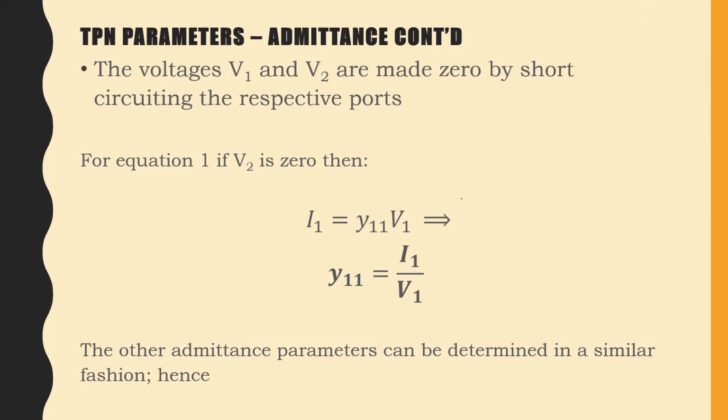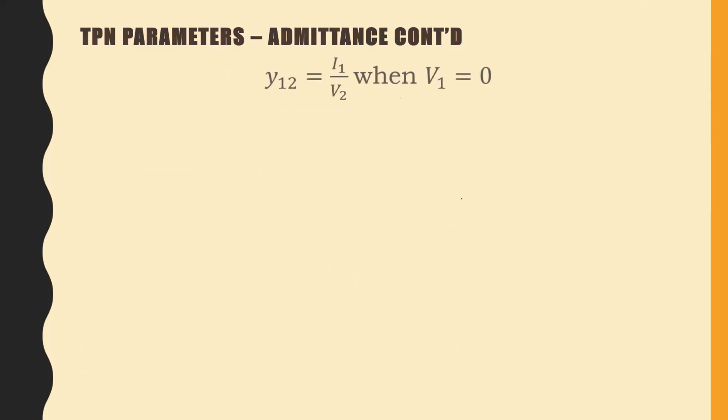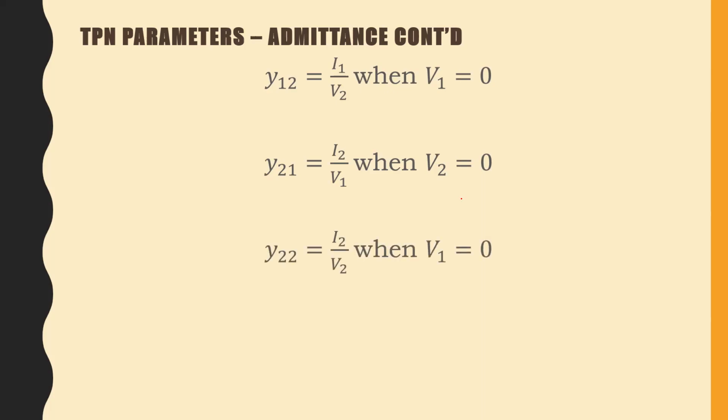So for the other parameters, if we wanted y12, then y12 would be equal to I1 over V2 with V1 equal to 0. If I wanted y21, it would be I2 over V1 when V2 is 0. And then, of course, Y22 will be equal to I2 over V2 when V1 is equal to 0.